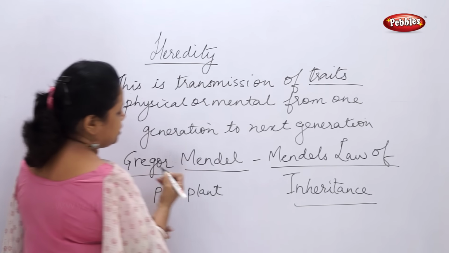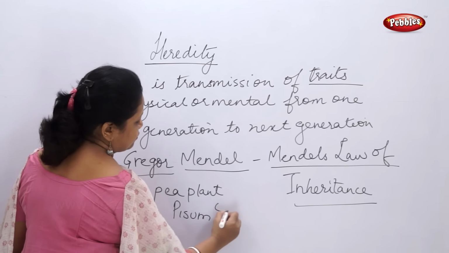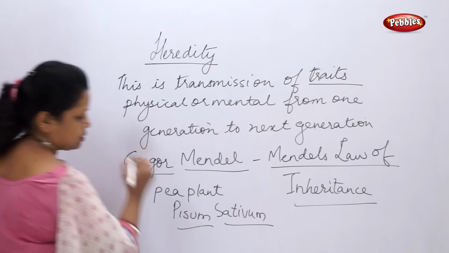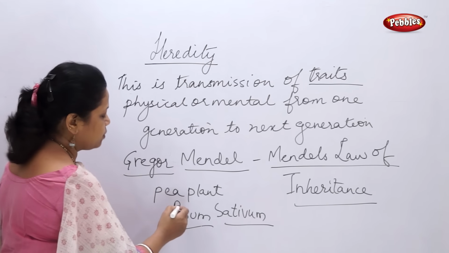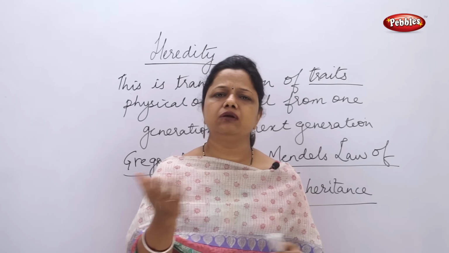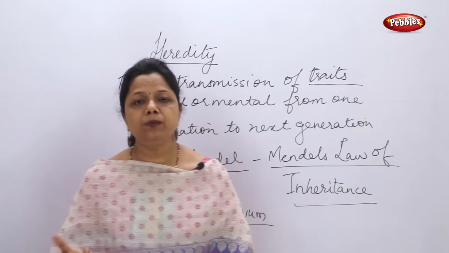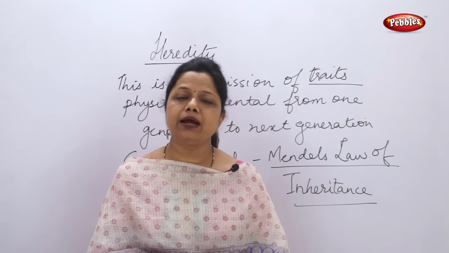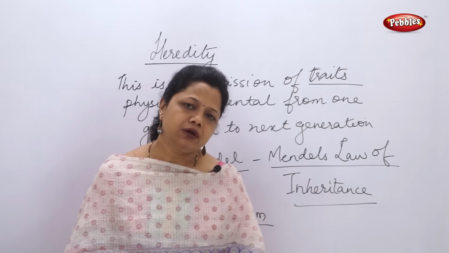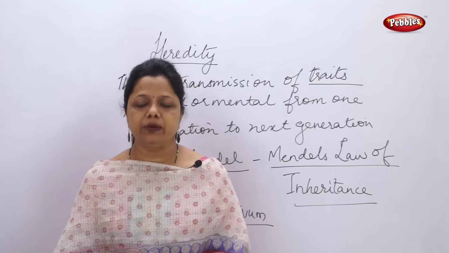The botanical name is Pisum sativum. So he did the experiment on the pea plant. What did he consider? Now, you all know how a pea plant looks. A pea plant has flowers, seeds, the covering of the pod, and leaves. So which characters must he have taken for his experiments?